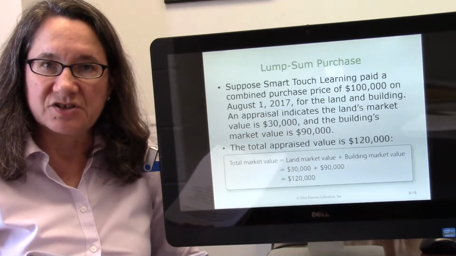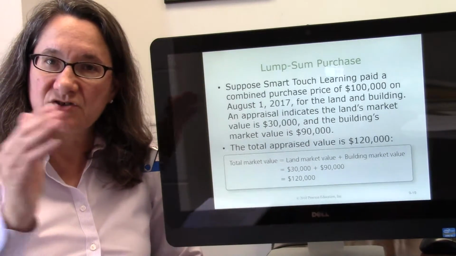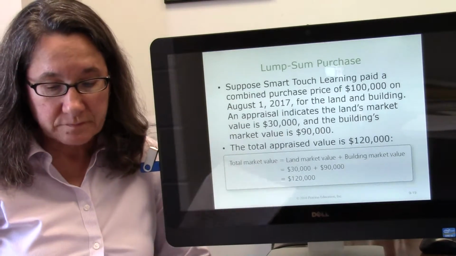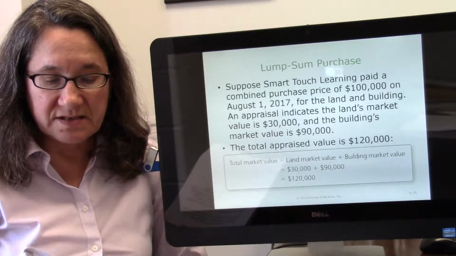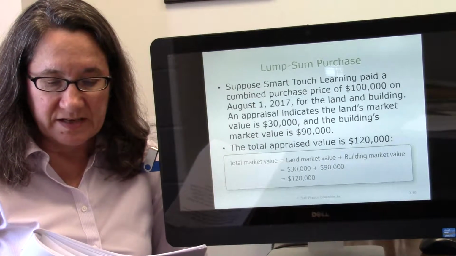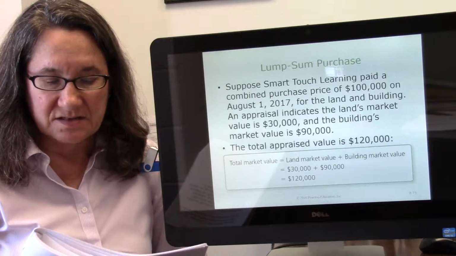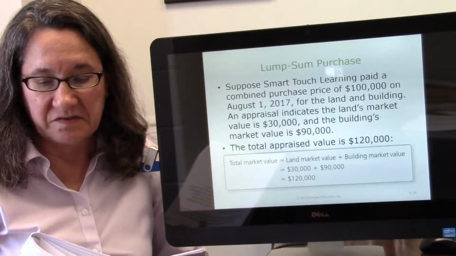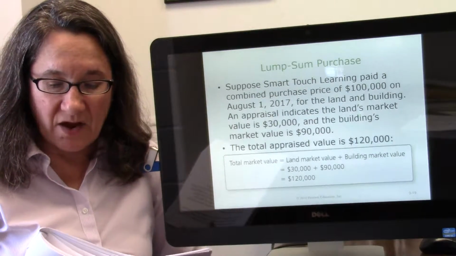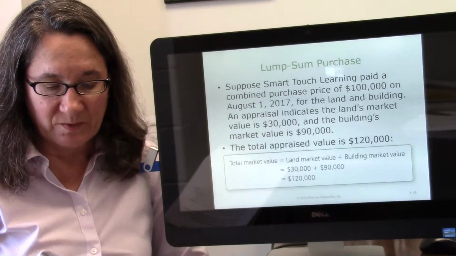Now, if you're a business, you've got to put it on the books and you've got to separate it because you don't depreciate land, but you do depreciate the building. So, an appraisal indicates the land's market value is $30,000 and the building's market value is $90,000. So they got a good deal. They only paid $100,000 for these two things, but they're worth $30,000 and $90,000. How will the accountant allocate the $100,000 for both assets?